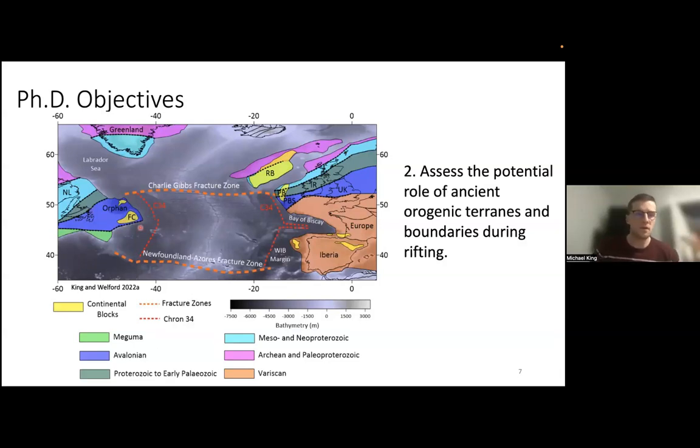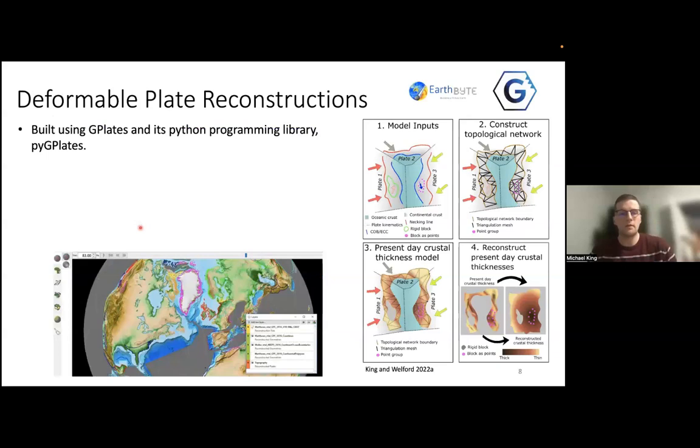To do this, we're going to be using deformable plate tectonic reconstructions. These are built using the GPlates software, which is open access and free, and built by the EarthByte group at the University of Sydney, Australia. It also has a Python programming library that we can use to our advantage, called pyGPlates.